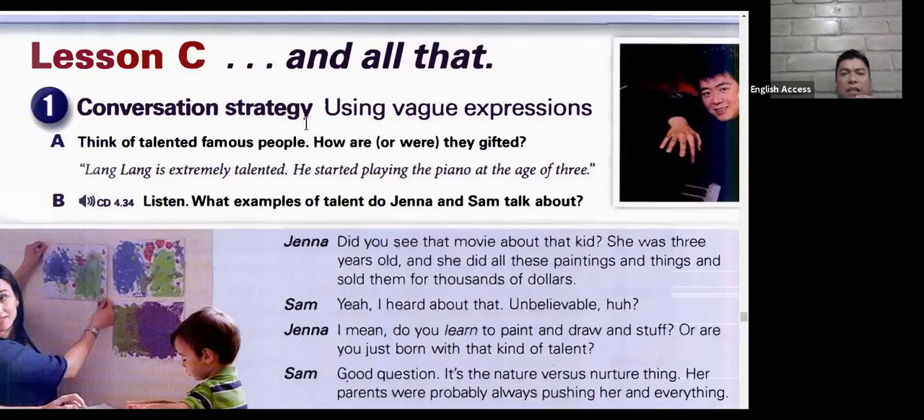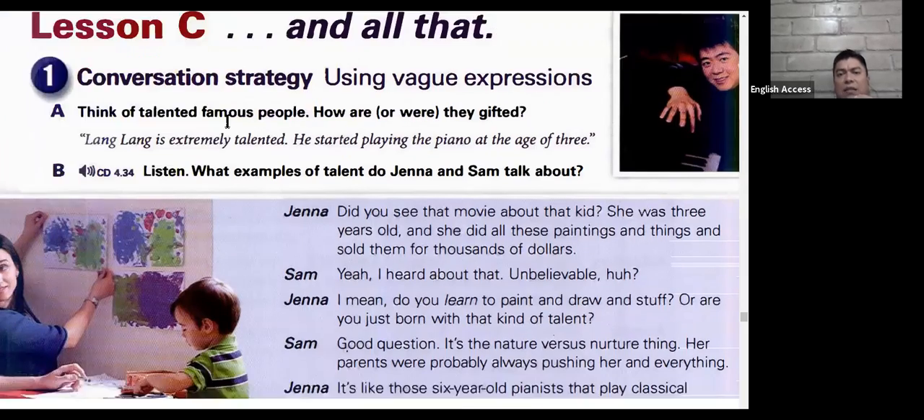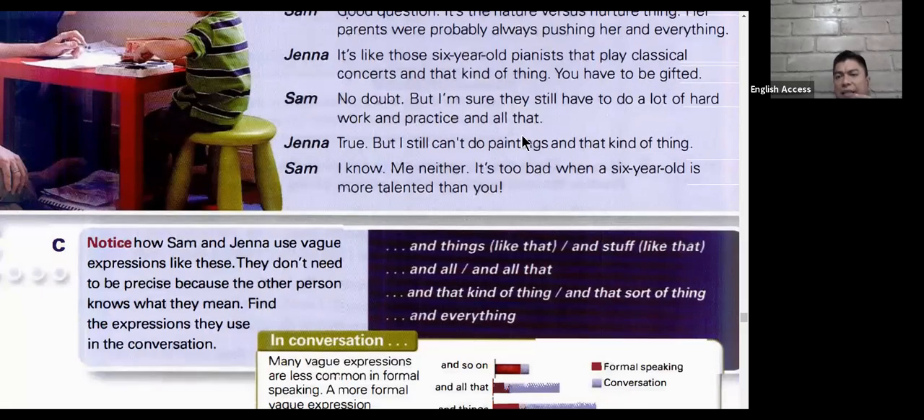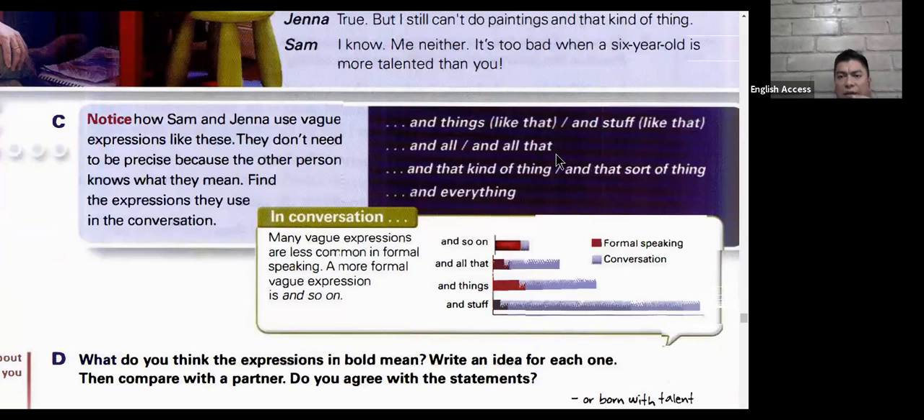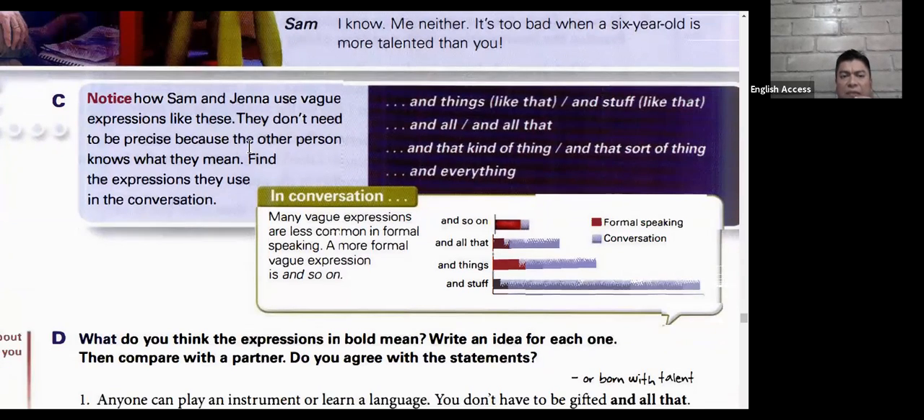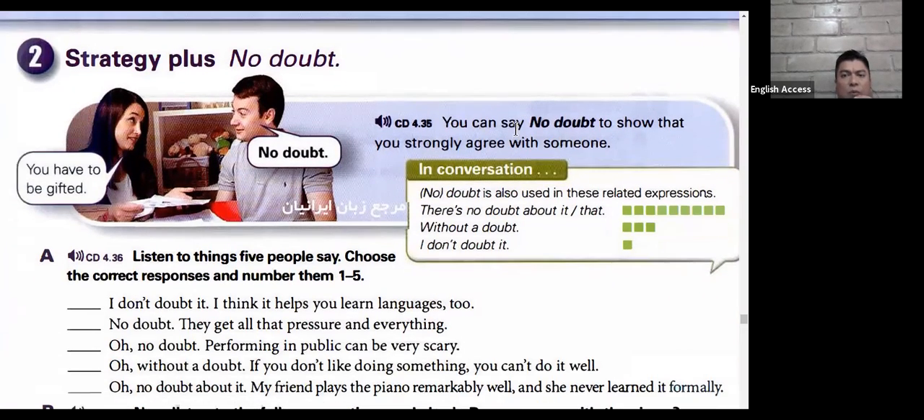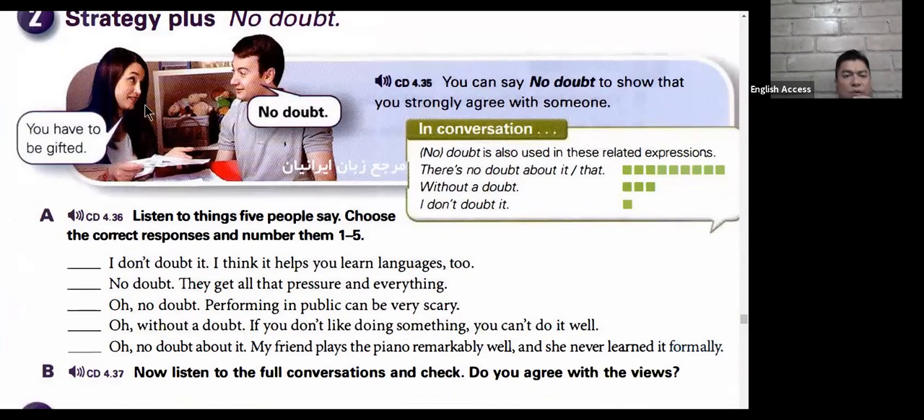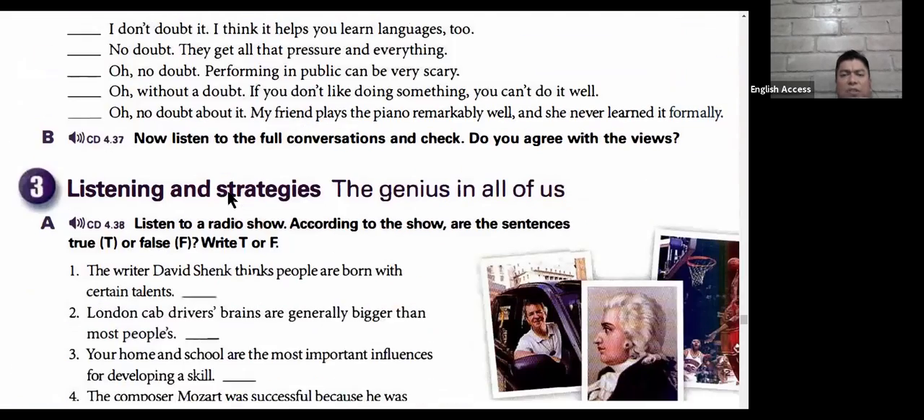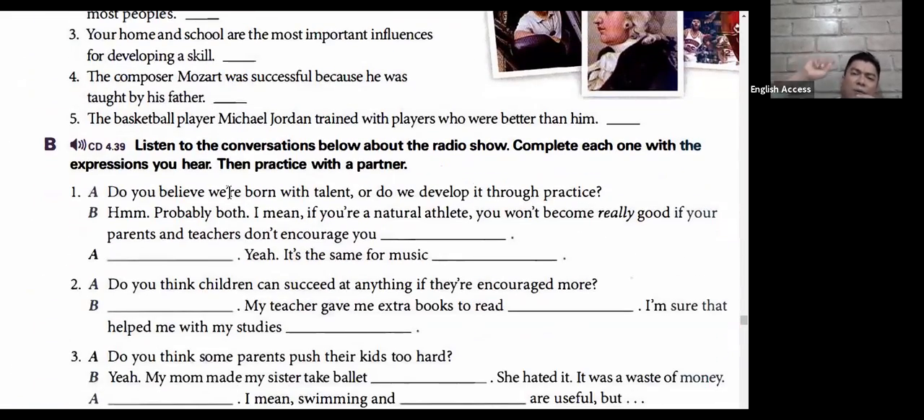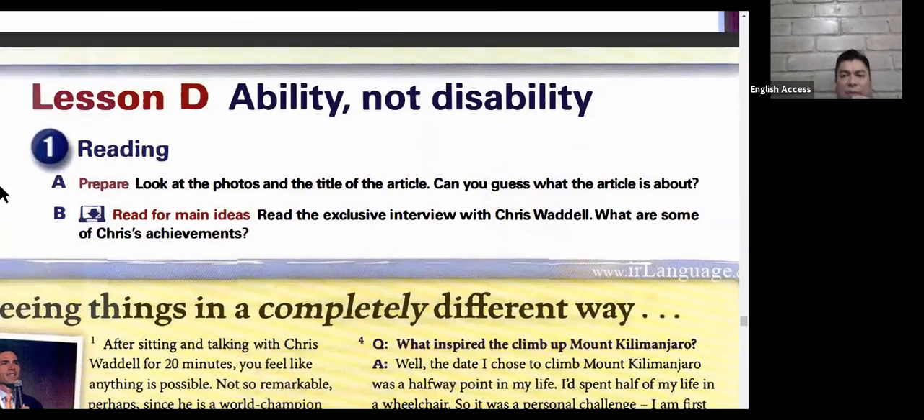Okay, and then we have lesson C with expressions for vague expressions and things like that. And in the strategy plus, no doubt. And no doubt is when you strongly agree, when you agree 110%. No doubt, there's no doubt about it, without a doubt, and I don't doubt it. All of those expressions are to say, oh, I completely agree. And we have the lesson D, ability, not disability.